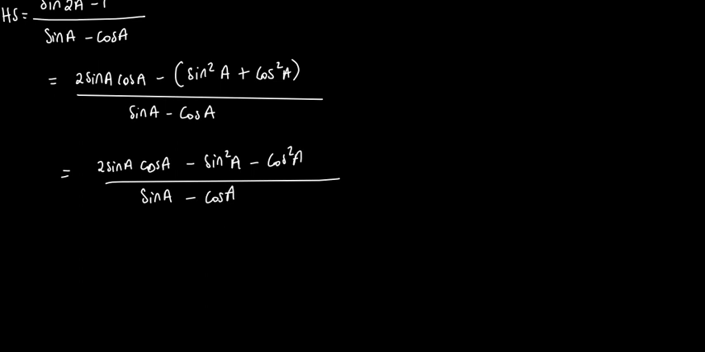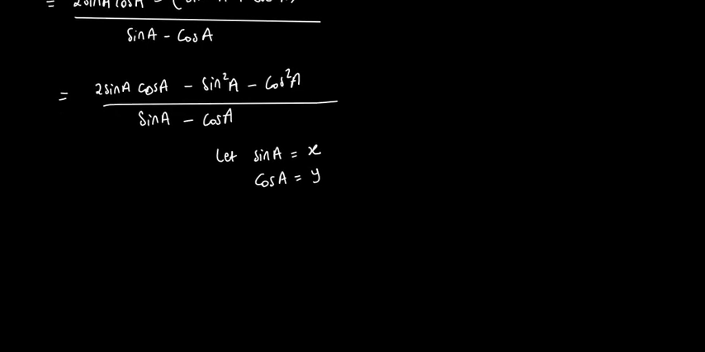you're more than welcome to say, let sine a be equal to y. Same thing, you can say y or x, whichever one you want. I'll just let it equal x, and then let cos a be equal to y. So what does this mean? It means that I have 2xy and minus x squared minus y squared all over x minus y.